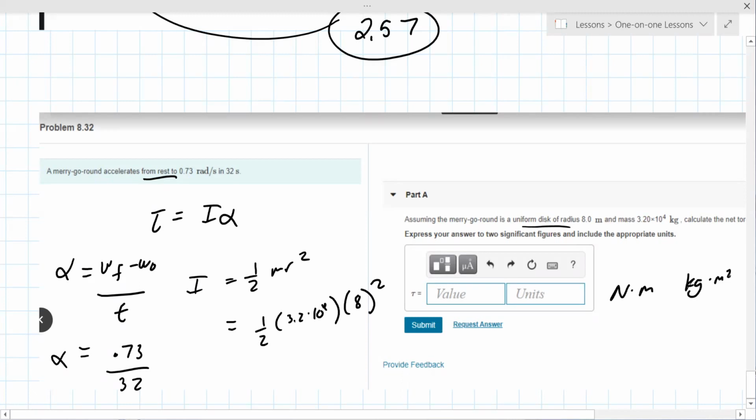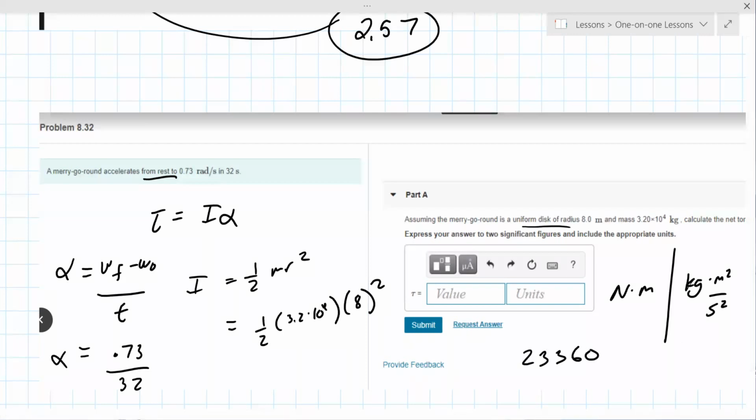Last time we had an issue with this. We had kilogram meters squared per second squared. It was like one or the other. I don't know what it'll take this time, so let's get that calculated. I is 1/2 times 3.2 times 10 to the fourth times 8 squared, and then the alpha is 0.73 over 32. So it ends up being 23360, but that's not to 2 significant figures. So that's really like 2.3 times 10 to the fourth kilograms times meters squared per second squared. I'm sorry, 10 to the fourth here. 2.3 times 10 to the fourth. And that is correct. All right, let's stop here.